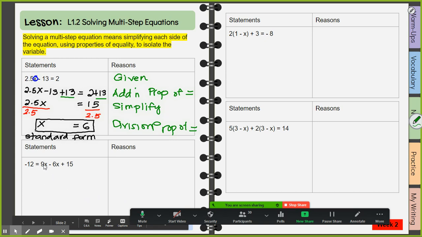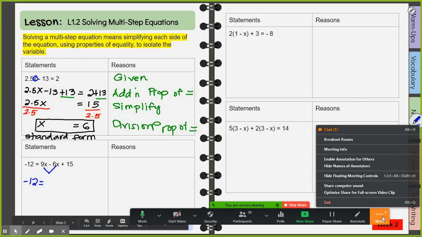So what happens when there's 2 terms that have the same variable on one side? What are we going to do? The very first thing you have to do is combine the like terms first. There you go. I'm going to get you started on this, and then I'm going to wait for you to type your answer in the chat. So we write down negative 12 equals.